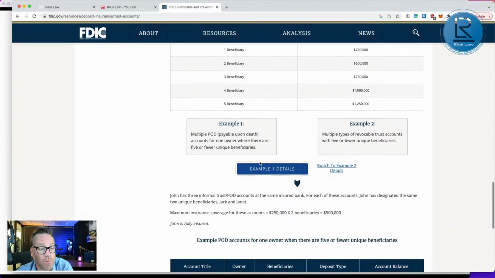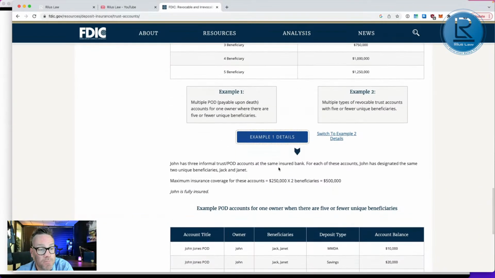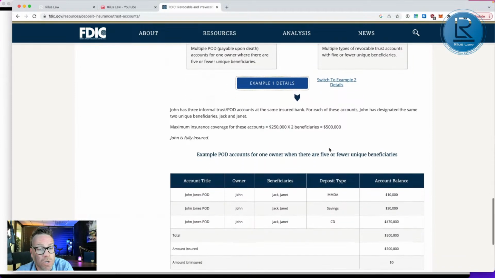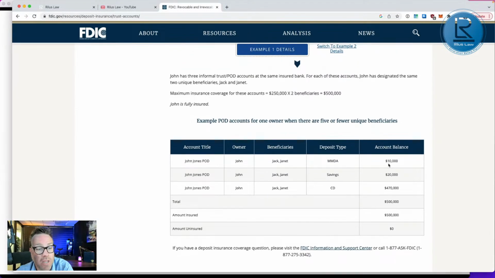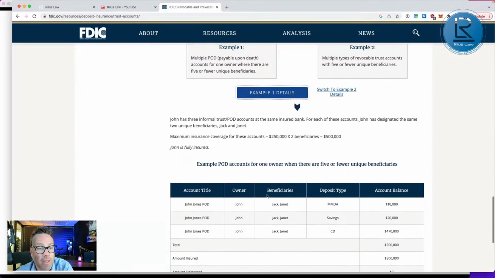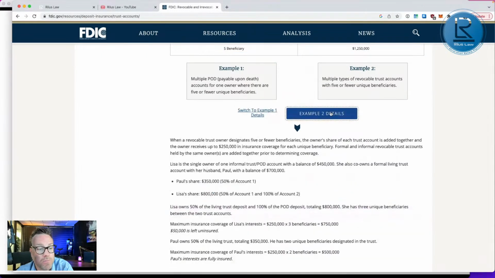Now let's look at a couple examples here. So here's one example. We've got John. John's designated the same 2 unique beneficiaries, Jack and Jeanette. So he's got one account with $10,000 with Jack and Janet as the beneficiaries, another account with $20,000, Jack and Janet, and another account with $470,000. So the total is $500,000, 2 unique beneficiaries, so $500,000 of coverage in this scenario.